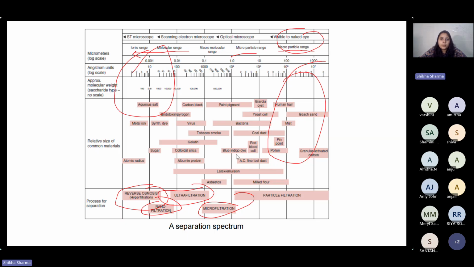And particles we can see with an optical microscope can also be separated by microfiltration. But ultrafiltration separates even smaller particles, like viruses, gelatin, etc. Nanofiltration separates even smaller particles like dyes and other things. And in reverse osmosis, basically the ions, which are metal ions and atomic radius particles, can be separated.